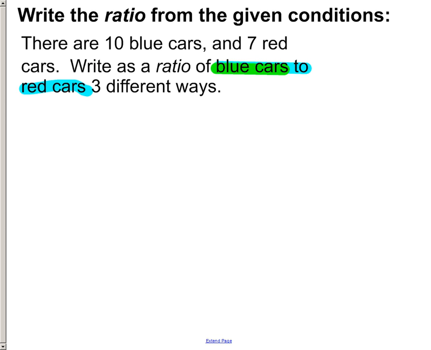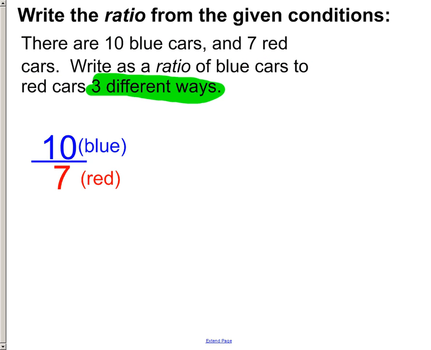So where is my blue cars at? Let's see, 10 blue cars, so that's my first number. And then we have to go find red cars, which would be, hey, 7 red, so 7 goes on the bottom of that fraction. We'd read that as 10 to 7. And then we've got to write that ratio in 3 different ways. So that's one way, and here's the other 2.